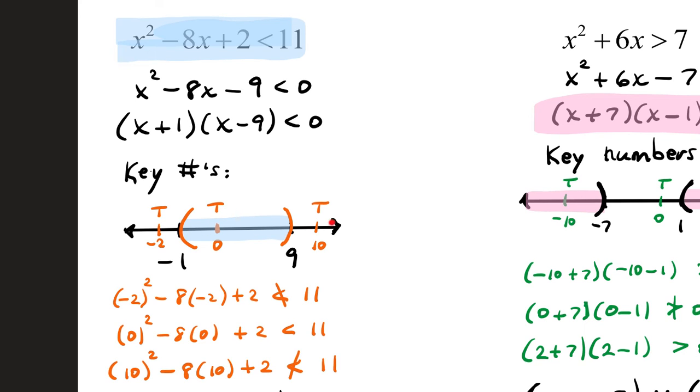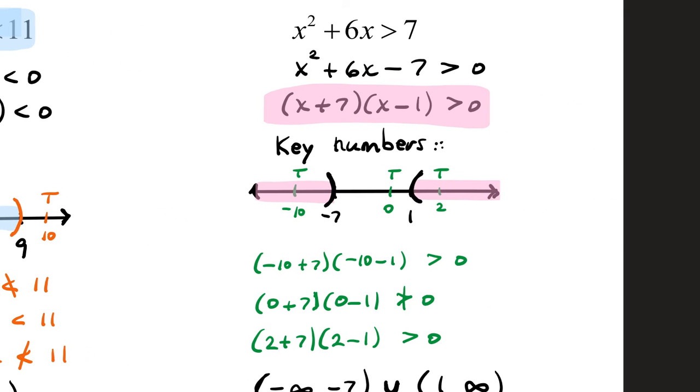And then our third area, we tested with a 10 and put it back in the original problem. 10 squared minus 8 times 10 plus 2 was 22, and that's not less than 11. So the outer intervals are false. The inside interval was true. The original inequality is not underlined, so we use parentheses, and our solution interval is the open set negative 1 to 9.